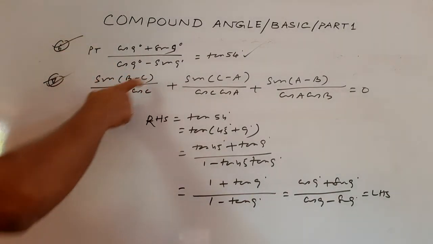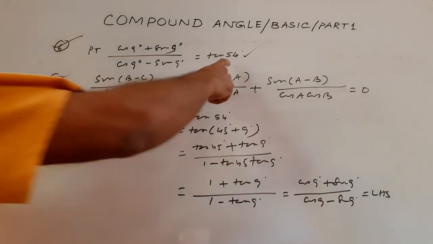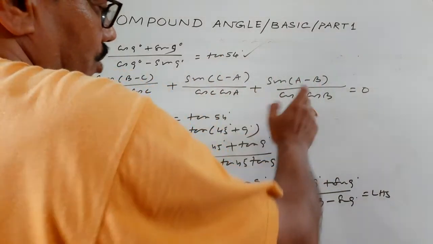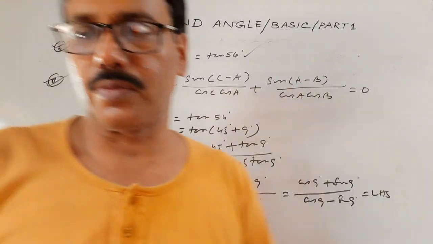Write the formula of sin(B minus C) and divide, C minus A, divide, and this you will get the result.